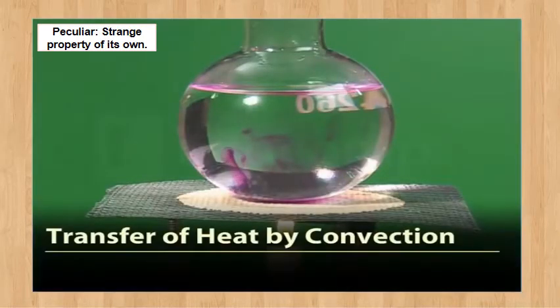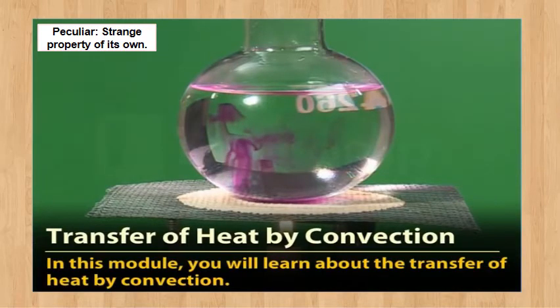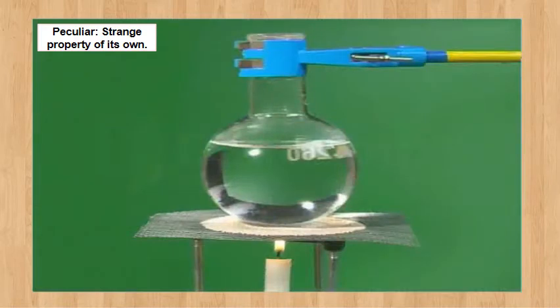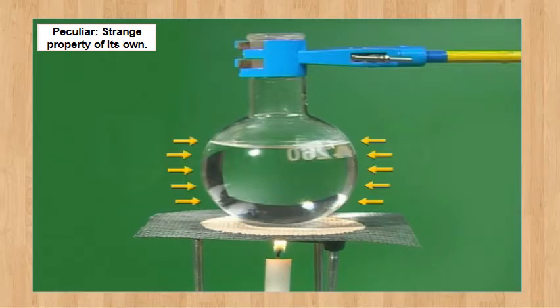Transfer of heat by convection. In this module, you will learn about the transfer of heat by convection. Water is boiled by heating it under the container. It cannot be done by heating it from the side or from the top. This is because of the peculiar way heat is transferred in liquids. Let us perform an activity to demonstrate the transfer of heat in liquids and gases.